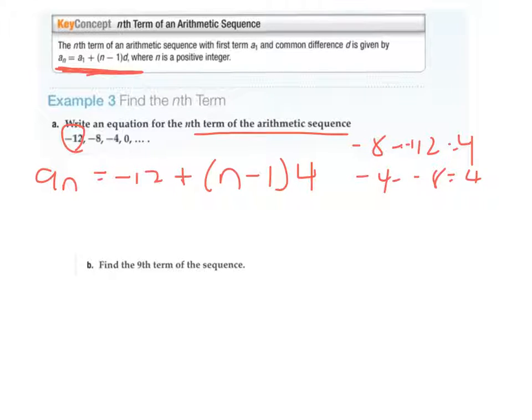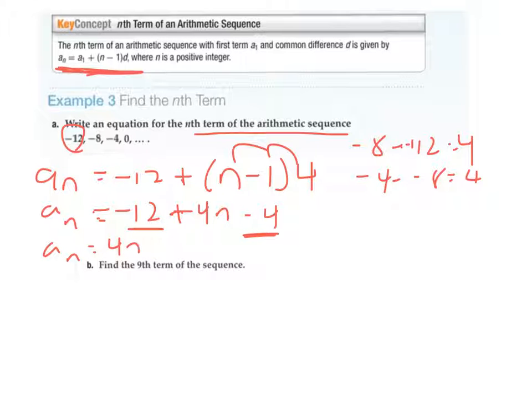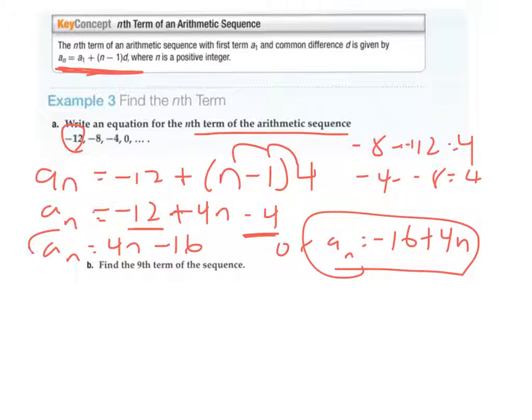Now all I'm going to do is solve for the nth term. So this is a_n equals -12 plus 4 times (n minus 1), and I'm going to distribute, which gives me 4n minus 4. Then I'm going to combine like terms. These two things are like terms because they are both constants. So my equation ends up as 4n minus 16. Or you can write it as -16 plus 4n. It makes no difference which one is written first. Both of these are the correct answer.